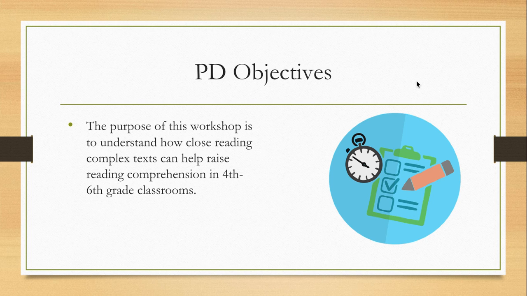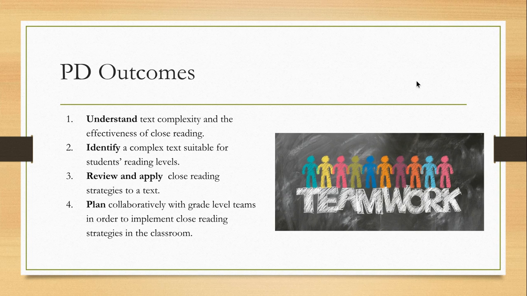So, the professional development objectives. The purpose of this workshop is to understand how close reading complex texts can help raise reading comprehension in 4th through 6th grade classrooms. Our outcomes are to understand text complexity and the effectiveness of close reading, to identify a complex text suitable for students' reading levels, to review and apply close reading strategies to a text, and to plan collaboratively with grade level teams in order to implement close reading strategies in the classroom.